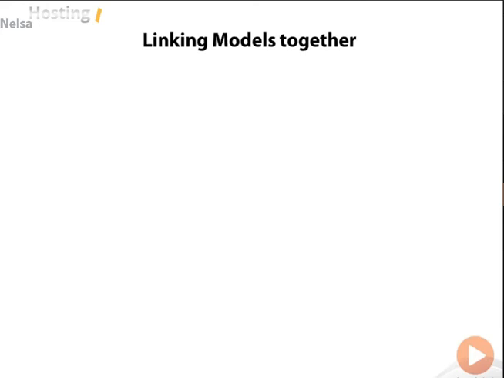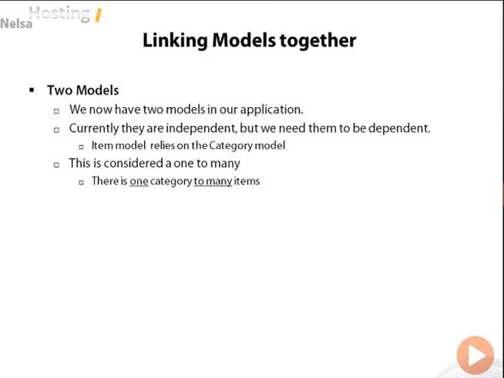The model takes care of a lot when it comes to basic operations of our CakePHP website. Until now, we have not had to add anything to our models, and yet they have performed all the functions that we have needed. We have 2 models in our application. Currently, they are independent of each other, but we need them to be dependent. In this case, the item model relies on the category model. This is considered a one-to-many. There is one category to many items.